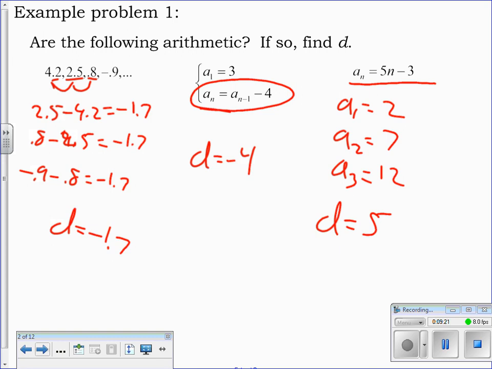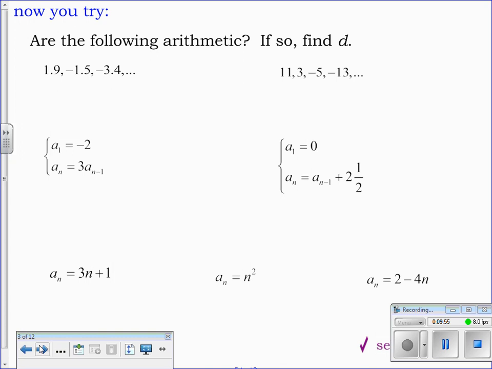So these are all arithmetic sequences. This one you figured out the old-fashioned way. This one is a recursive formula, and all I'm doing is adding or subtracting. There's nothing involved except adding or subtracting in a recursive formula. If I have an explicit formula and it's a linear function, the number in front of the n is my D, and it's arithmetic. You just have to learn to recognize those. Okay? Your turn.